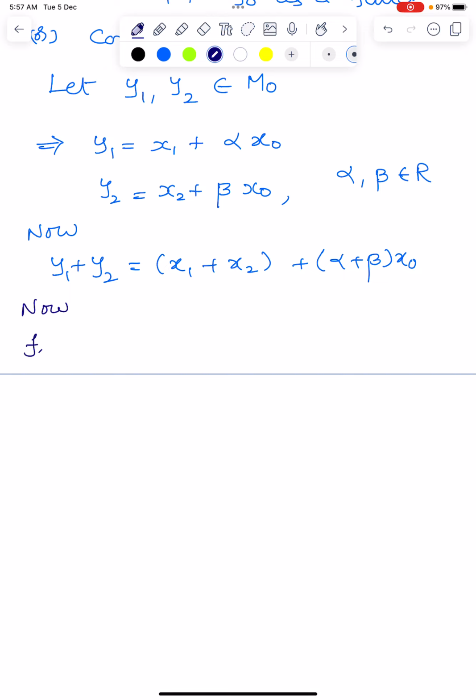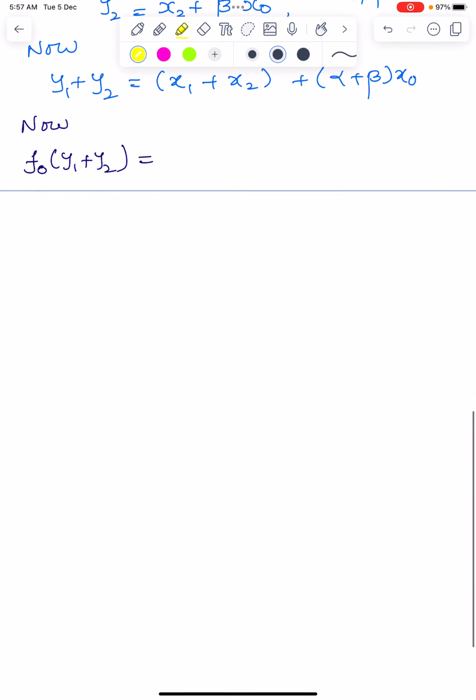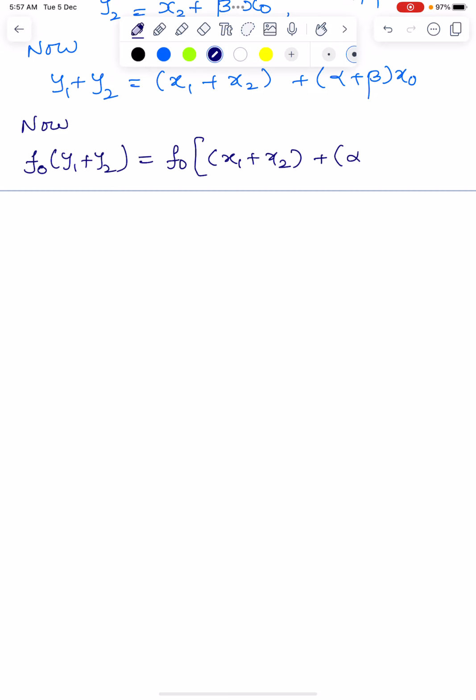Now calculate f naught of y1 plus y2. Let us see the definition of f naught. f naught of y equals f naught of x plus alpha x naught, and it can be written as f of x plus alpha r naught. So f naught of y1 plus y2 equals f naught of x1 plus x2 plus alpha plus beta into x naught. By applying the definition of f naught, this is f of x1 plus x2 plus alpha plus beta into r naught.